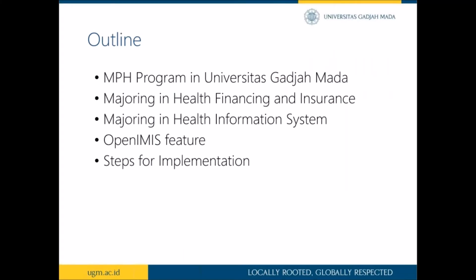So the outline of the webinar: we would like to introduce the existing MPH program at Universitas Gajah Mada in Yogyakarta. We would like to introduce in more detail the two majorings in this MPH program that will be used as a place to implement openIMIS, which are the majoring in health financing and insurance and the majoring in health information systems. Later on, we would also like to present some features, not the very detailed ones, of openIMIS, which we could explore in more detail in the upcoming scenarios for the learning. And we will also have a plan for the implementation.